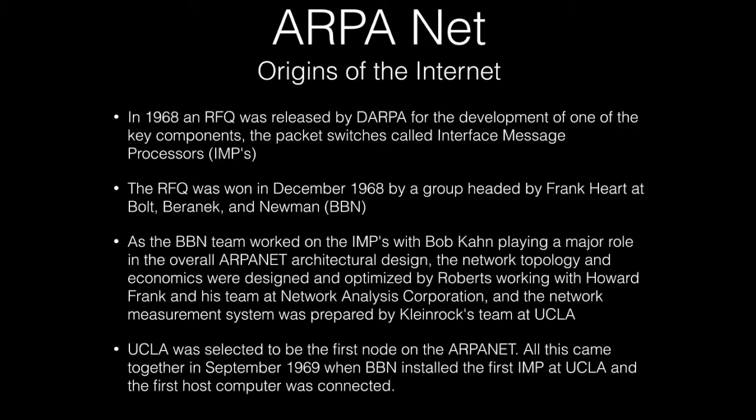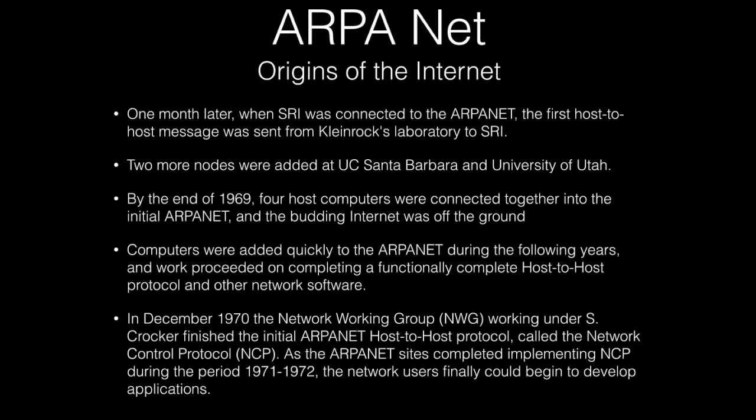Your head's probably spinning and you're listening to all this going, wait a minute, what, where, when? Bottom line is, UCLA was selected to be the first node on the ARPANET. And it all came together in September of 1969 when BBN in Boston installed the first node, or IMP, at UCLA, and the first ever host was connected to the ARPANET, the predecessor of the Internet.